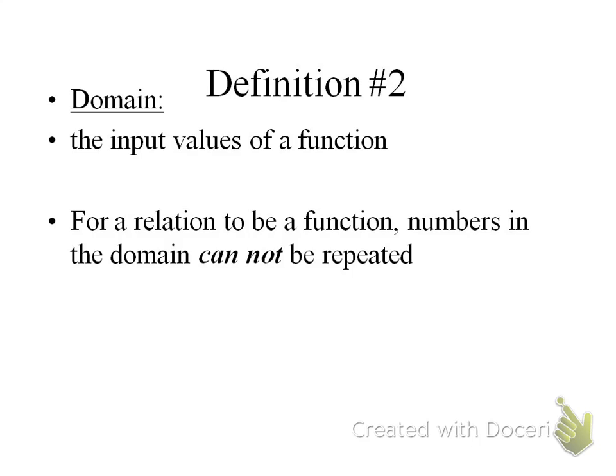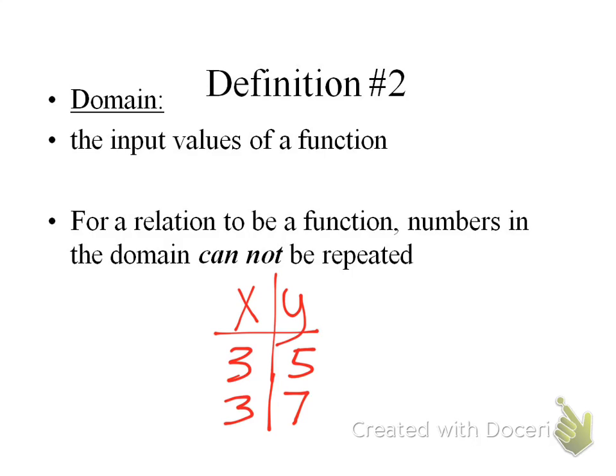So if we had an xy chart, if I put a 3 in and I get a 5 out, and then I put a 3 in and I get a 7 out, do you see how these are repeating and they have different outputs? That means it is not a function. The y's can repeat, that's just fine, but if the x's repeat, you would say not a function.